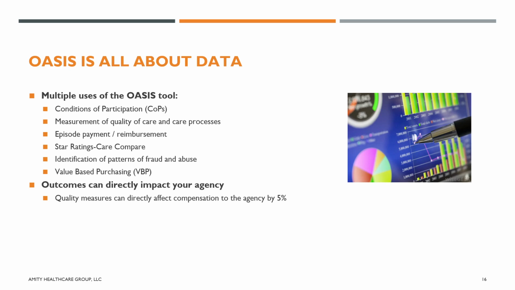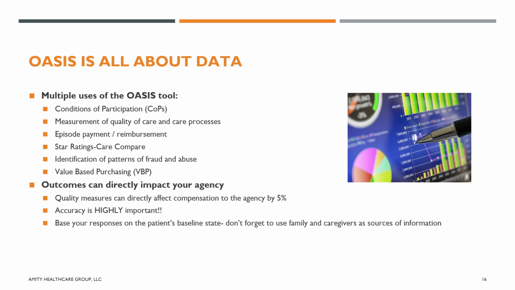And so for your agency to thrive and for you to continue doing the work that you do, we all have accountability in that. Completing the OASIS assessment accurately is critical because of all of these reasons. If we're not being accurate and we're not being attentive to what's changing, and of course we're always being honest in that accuracy, we really can make the agency look like it's doing way worse on patient outcomes than it is. So we want to base our responses on the patient's baseline, what's going on with them at present within the last 24 hours. Don't forget to use the family and the caregivers as sources of information as well, and just do your absolute best, but do take it real seriously.